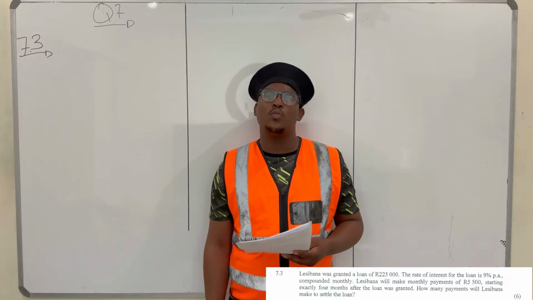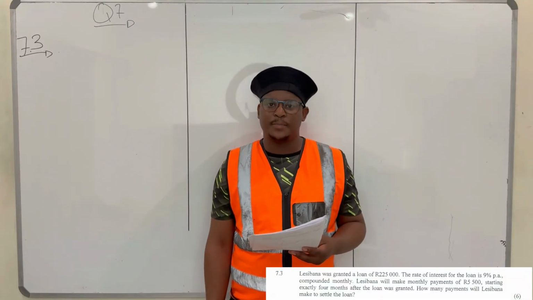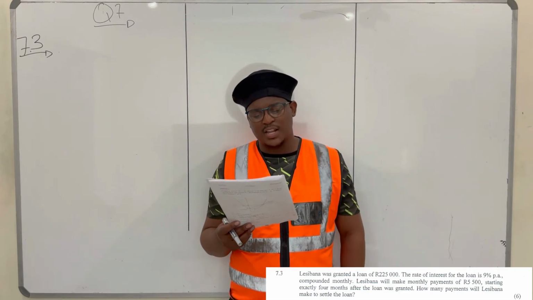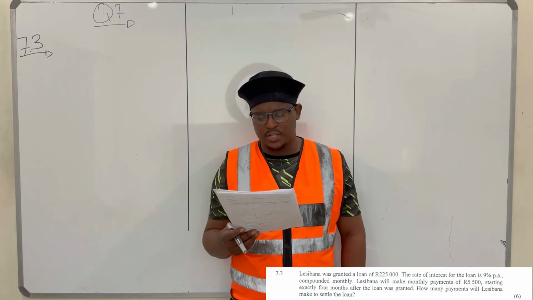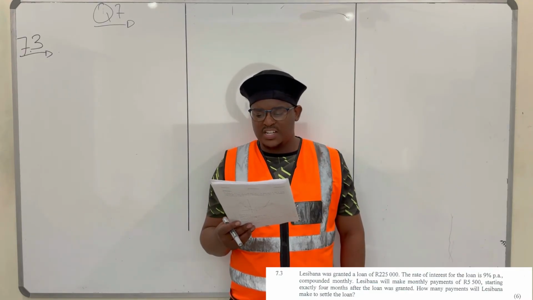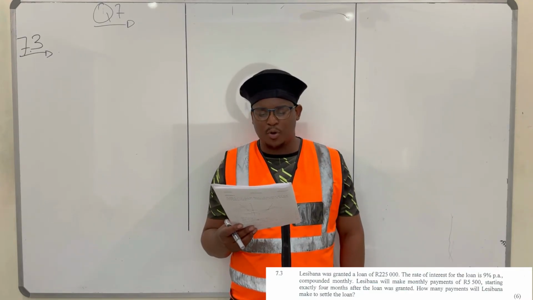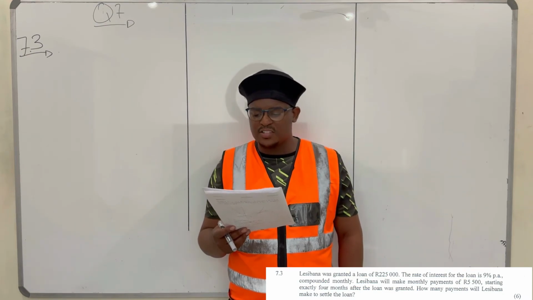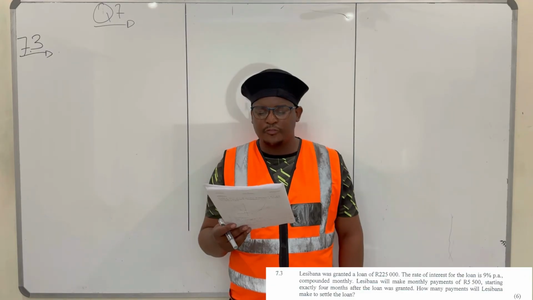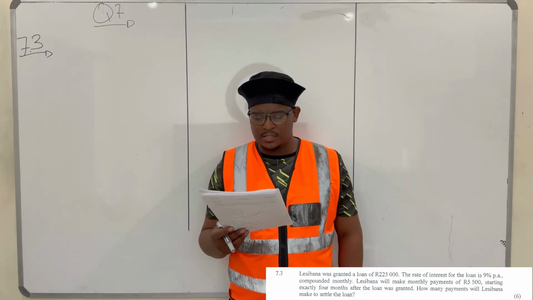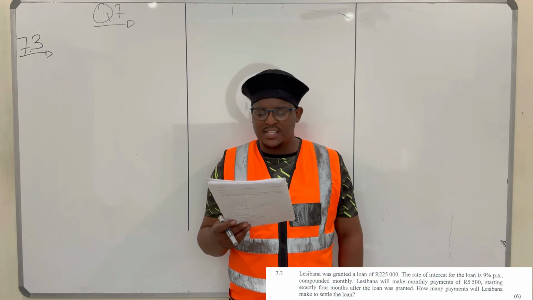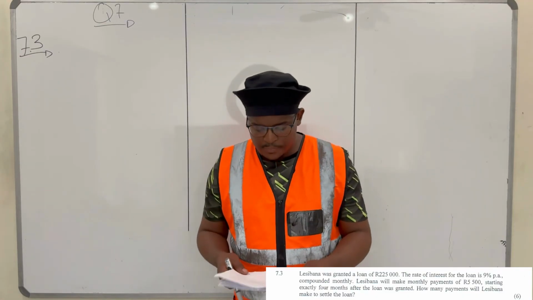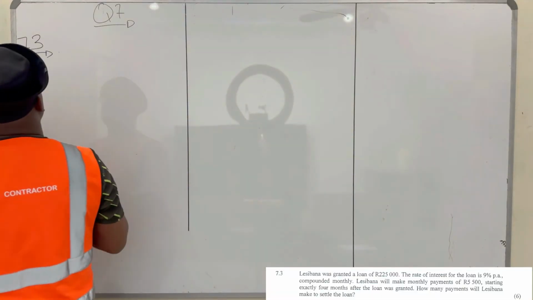Okay, so now we're doing 7.3. So let's go. They are saying Leslie was granted a loan of 225,000. The rate of interest on the loan is 9% per annum compounded monthly. Leslie will make monthly deposits of 5,500 starting exactly 4 months after the loan was granted. How many payments will Leslie make to settle the loan? No problem. So what do we have here?